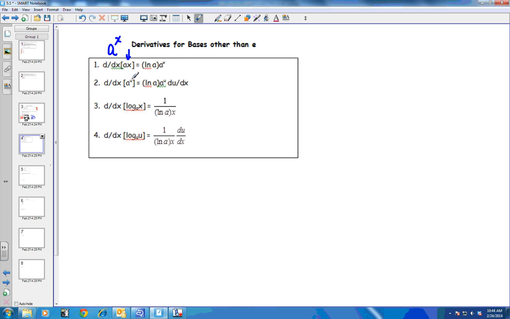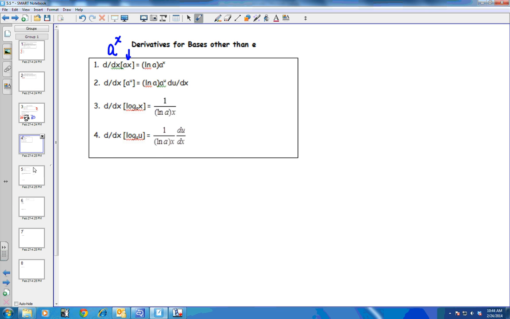The derivative of a to the u, same rule, but if I have anything other than x, then I have to multiply it by its derivative. The third one is the derivative of log base a of x equals 1 over the natural log of a times x. And then rule 4 is just like rule 3, but I have to multiply by its derivative.